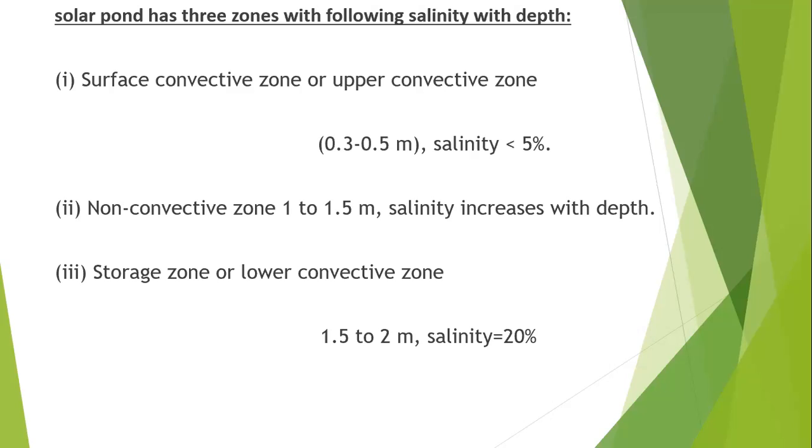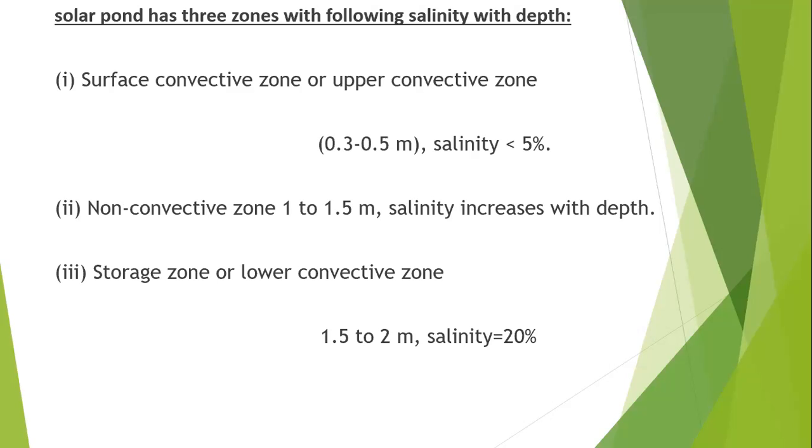If we want to do any physical considerations about this solar pond, we choose the second zone, the non-convective zone, which is at a depth of 1 to 1.5 meters. This is better for our physical examinations. At the bottom there is the storage zone. It is typically 1 or 2 meters deep, but it can be as little as half a meter or as much as several meters deep.